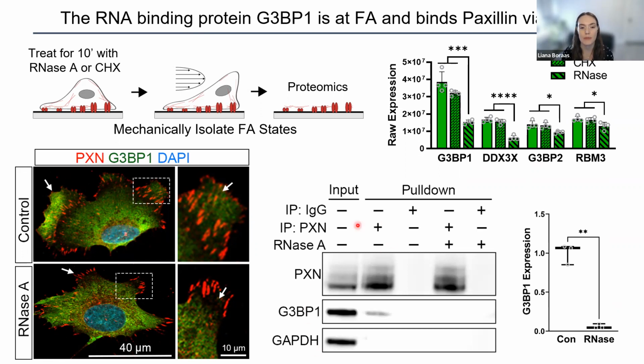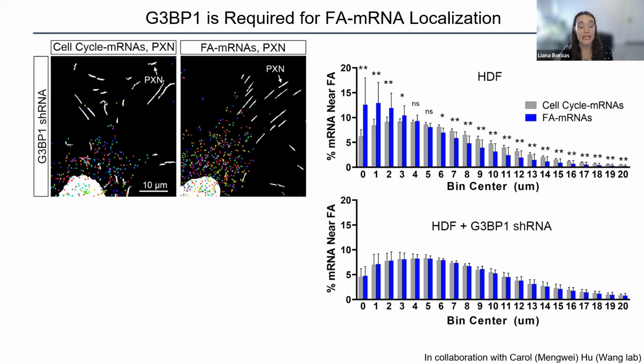I pulled down paxillin, and we found that G3BP1 binds to paxillin, but that interaction is dependent on RNA. When we treat cell lysate with RNase, we no longer see that interaction, and G3BP1 is no longer pulled down. Okay, great. So G3BP1 is at the focal adhesions and interacts with RNA, but does it interact with our focal adhesion RNA? For this, we repeated the MERFISH.